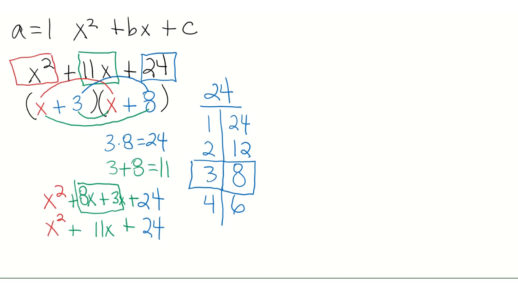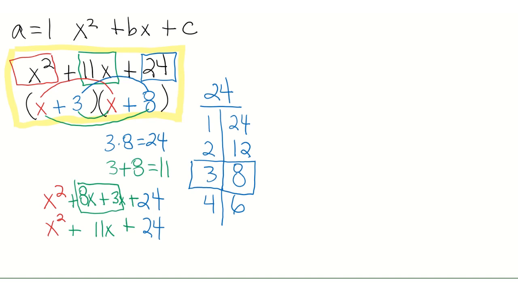So my answer to make this from x squared plus 11x plus 24, when I split that into factors, it's going to be x plus 3 times x plus 8. Okay, let's do another one. We're still working with a equals 1.